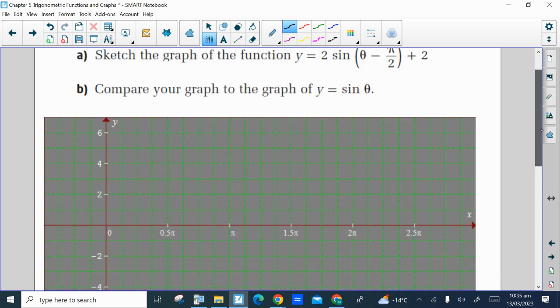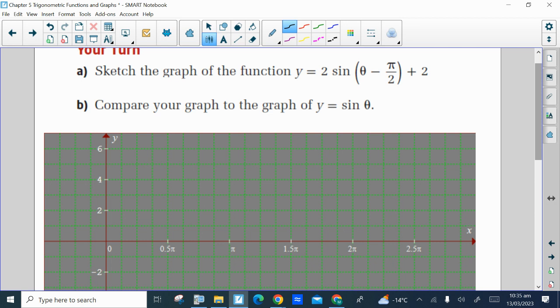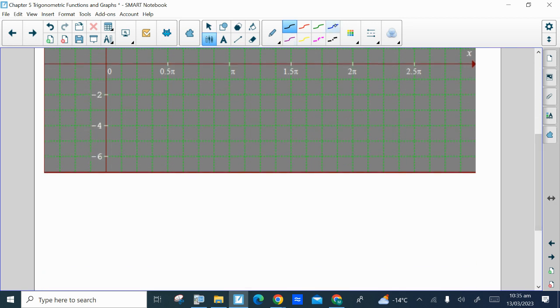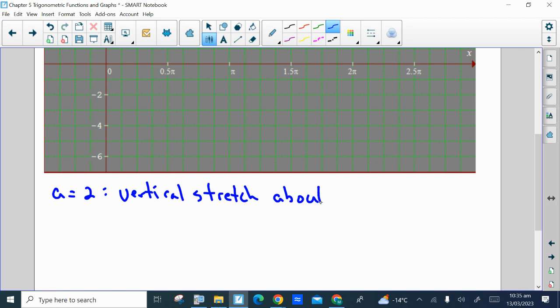All right, so let's go on to this next one then. 2 sine of theta take away pi on 2 plus 2. So again, we've got the 4 parameters. We've got an A, we've got a C, we've got a D. So let's start with our A parameter. Our A parameter is positive 2, which means we're going to have a vertical stretch about the x-axis by a factor of 2.